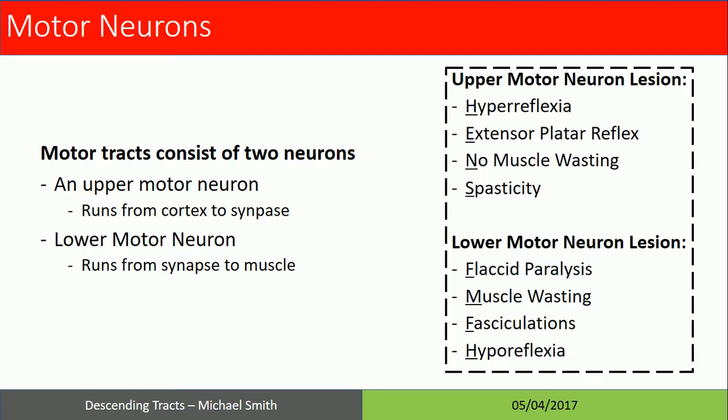So this is called HENS for MY FARMHOUSE, where HENS is the signs of an upper motor neuron lesion with hyperreflexia, extensor plantar reflex, no muscle wasting, and spasticity, and then MY FARMHOUSE being the lower motor neuron lesion, so flaccid paralysis, muscle wasting, fasciculations, and hyporeflexia.